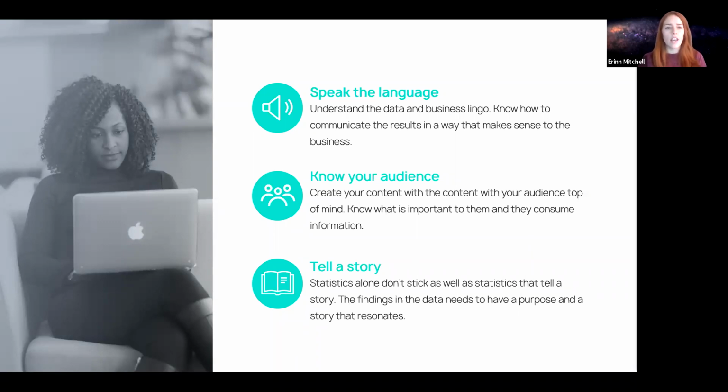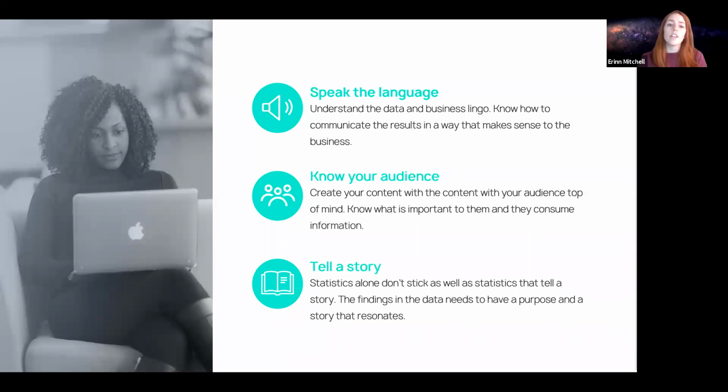First, speak the language. If you're sitting in between data and business, it's very important to understand both the data lingo and the business lingo. You need to know how to ask what you need from the data team, but also create the structure of the data model so that you can meet the requirements of the business. And in order to meet the requirements of the business, you have to be able to understand their lingo, their acronyms, and understand what their business needs are.